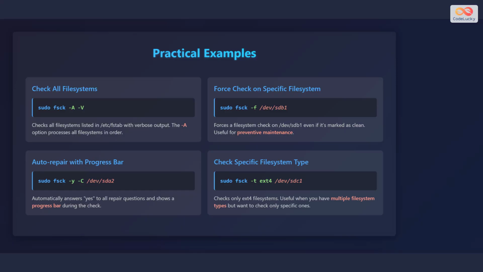To check a specific file system type, use the command sudo fsck -t ext4 /dev/sdc1. This checks only ext4 file systems, which is useful when you have multiple file system types but want to check only specific ones.